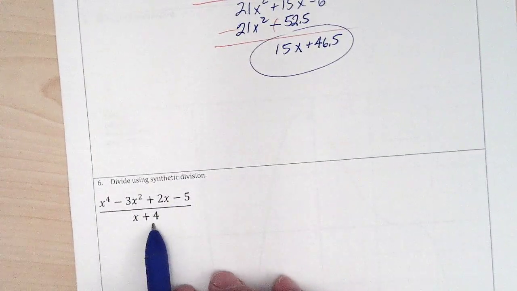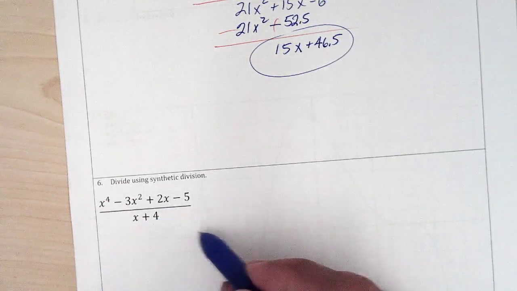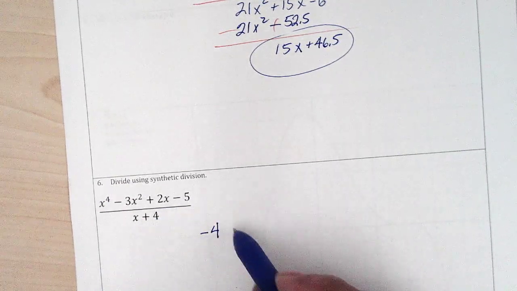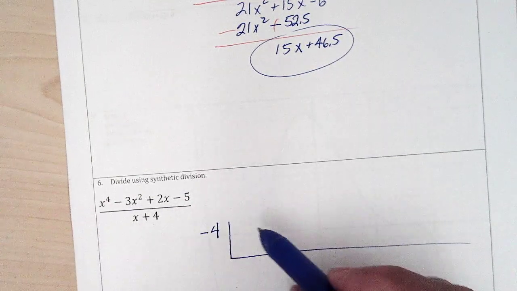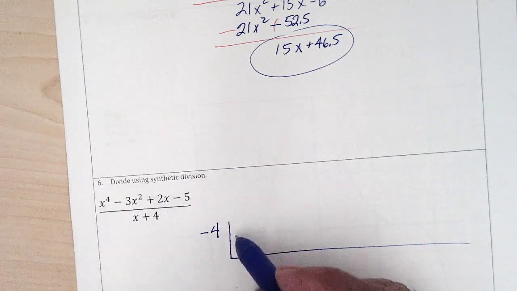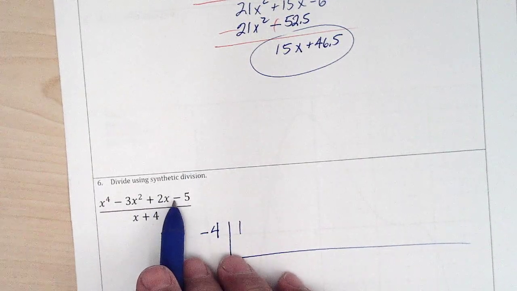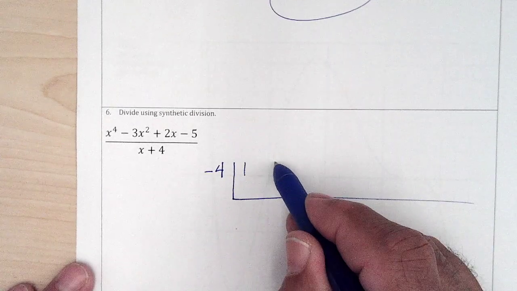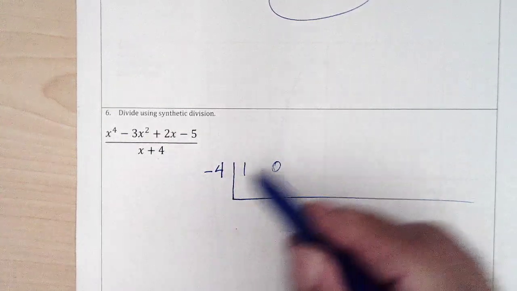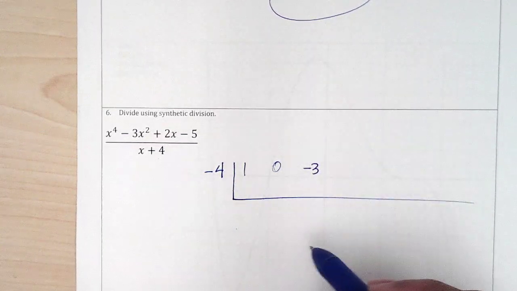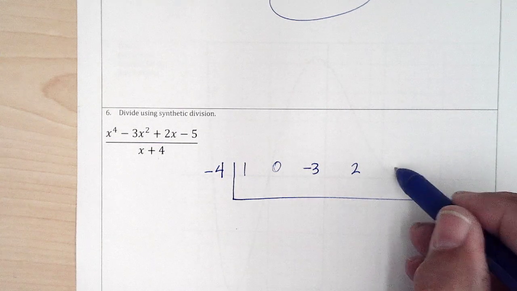Synthetic division to solve this. Well, if it's x plus 4, the root is negative 4, so I got to put negative 4 in, and I got to make sure I have all of these. So I have x to the fourth, I have 1x to the fourth. How many x to the thirds do you see? Yeah, I don't see any either, so I have to put 0x to the thirds. How many x squareds? Well, negative 3. How many x's? 2, and the constant, negative 5.